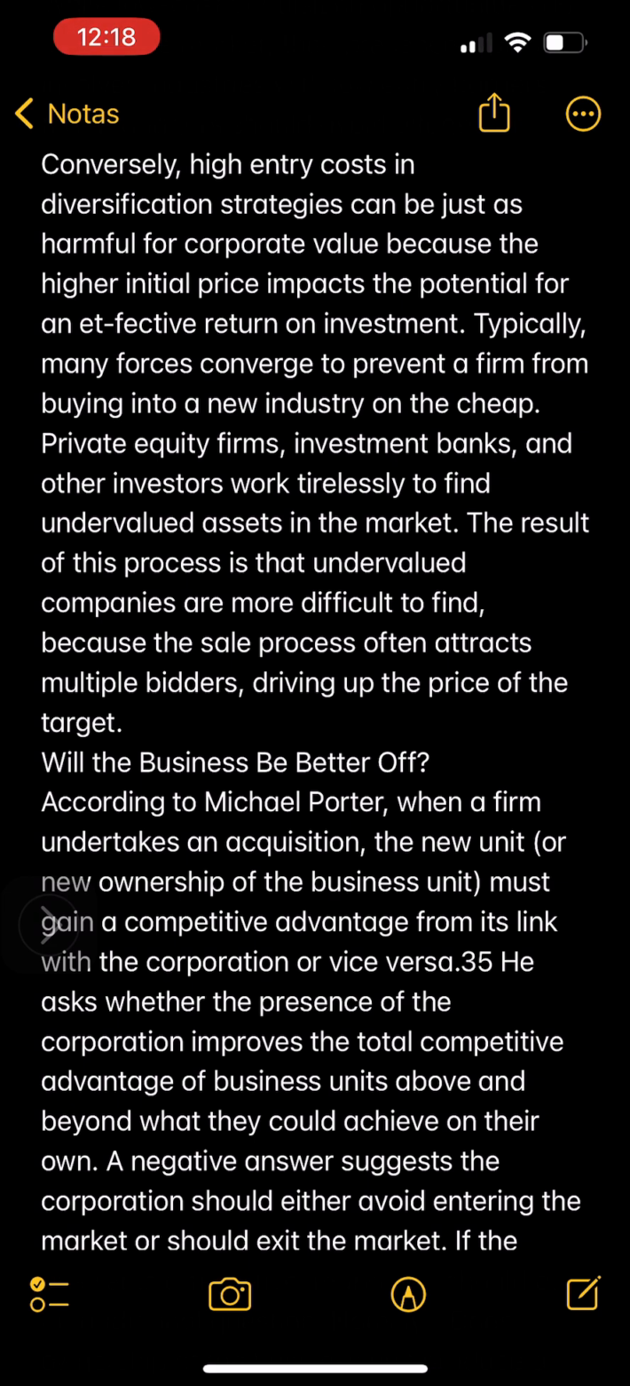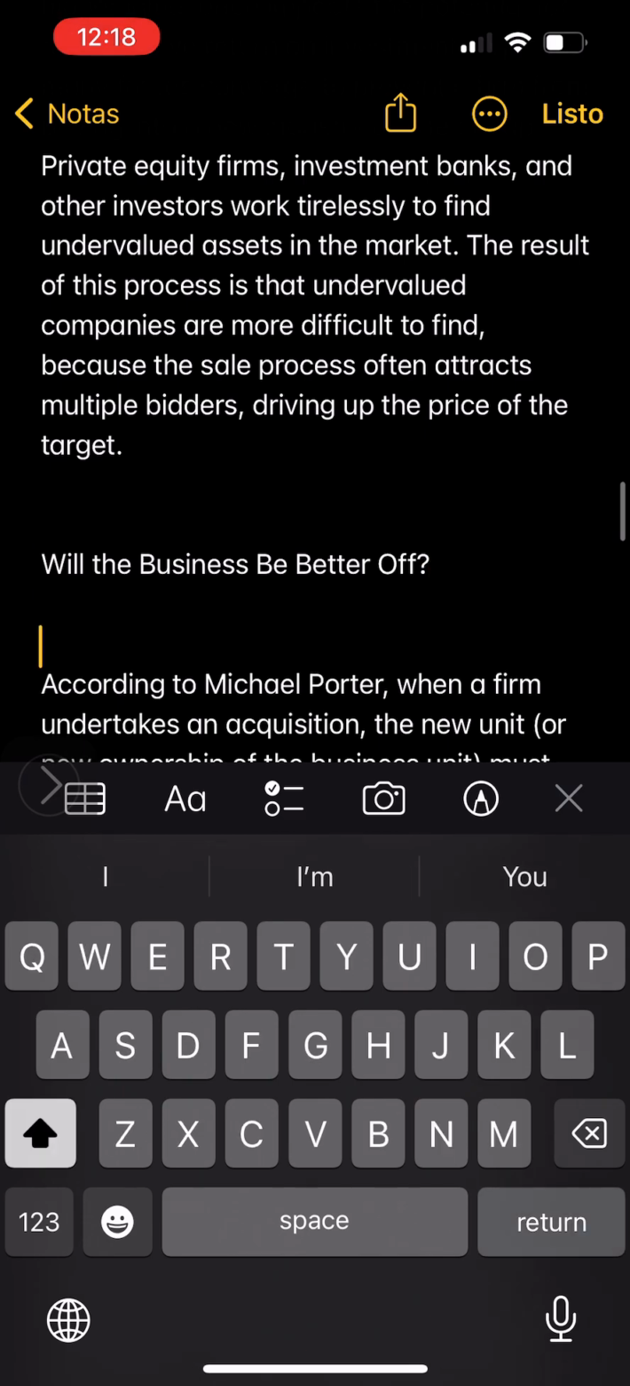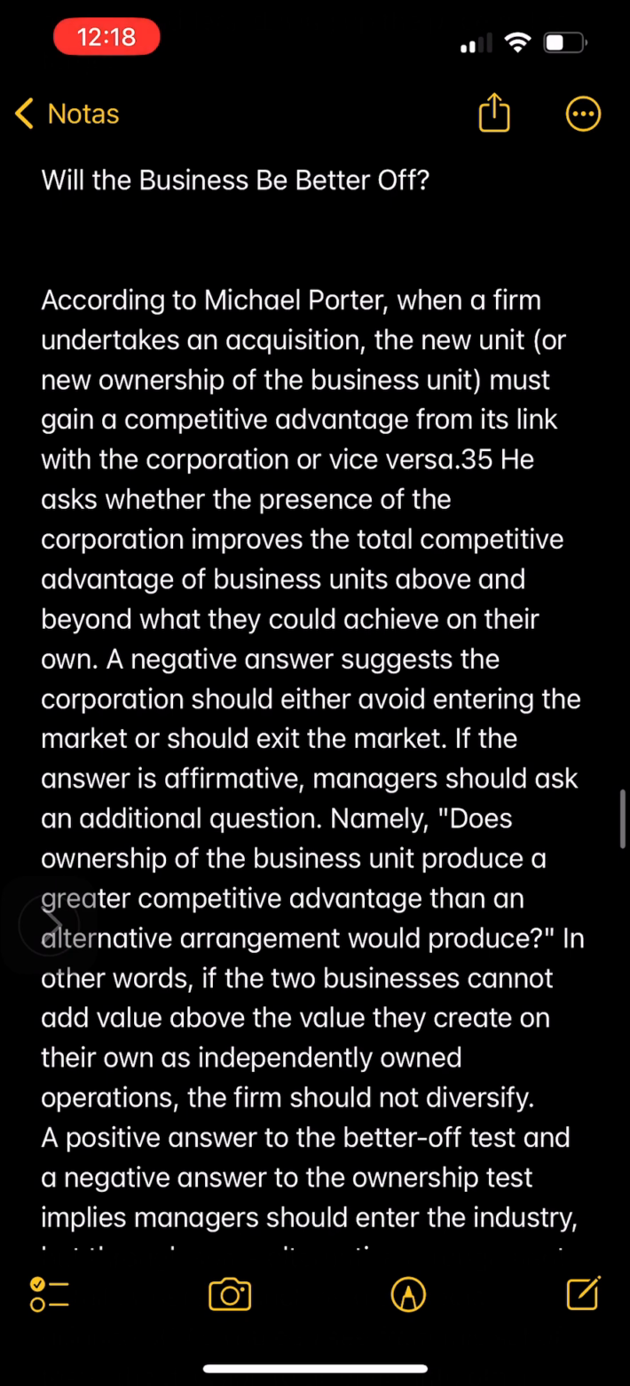Will the business be better off? According to Michael Porter, when a firm undertakes an acquisition, the new unit or new ownership of the business unit must gain a competitive advantage from its link with the corporation or vice versa. He asks whether the presence of the corporation improves the total competitive advantage of business units above and beyond what they could achieve on their own. A negative answer suggests the corporation should either avoid entering the market or should exit the market.